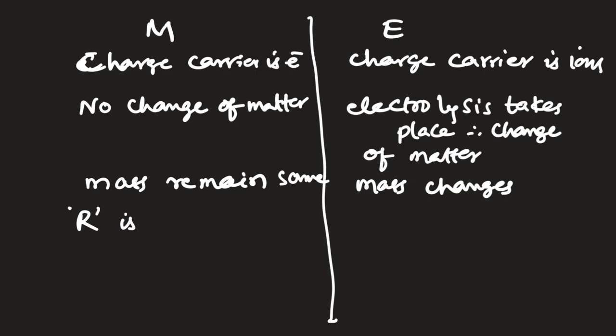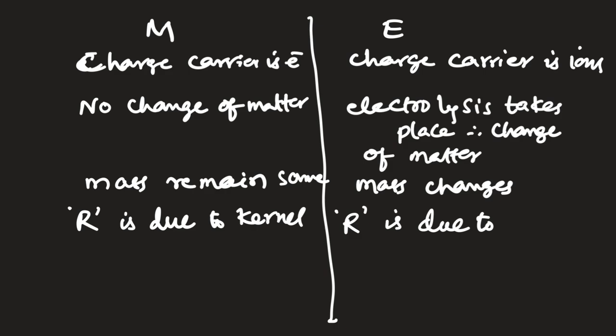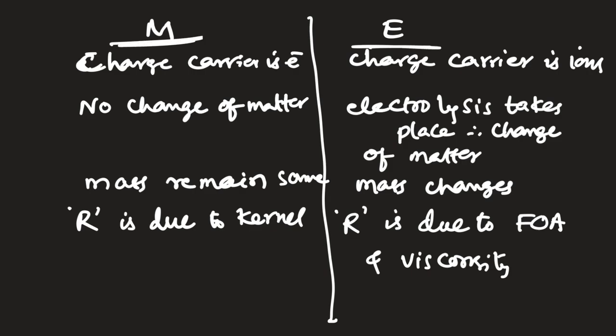In metallic conductors, resistance is due to the kernel. What does kernel mean? Nucleus and inner core electrons. Here, resistance is due to force of attraction, FOA, and viscosity. This is the difference between metallic conductor and electrolytic conductors.